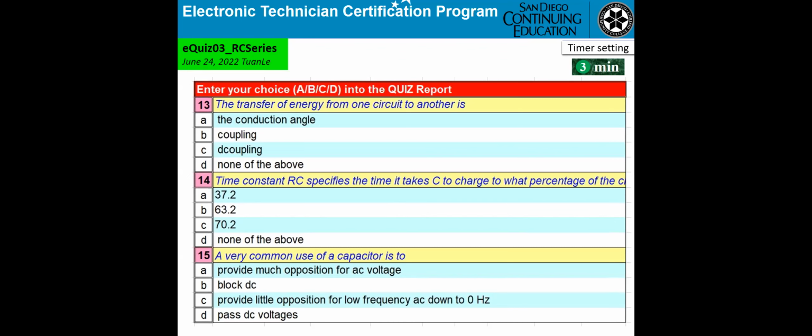I'm going to assume that number 14 says C is basically 50% of the maximum. To what percent of the maximum value?